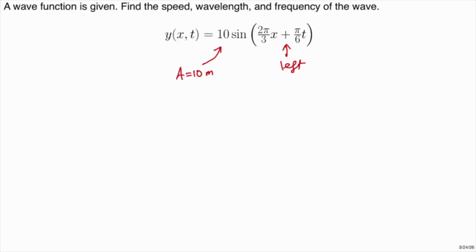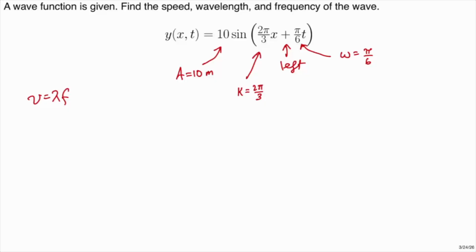Okay. What's sitting in front of the x? Good job, 2 pi over 3. But it's the wave number, right? K. And then what's sitting in front of the t? It's omega, which is pi over 6. All right. So, speed. What's the speed?